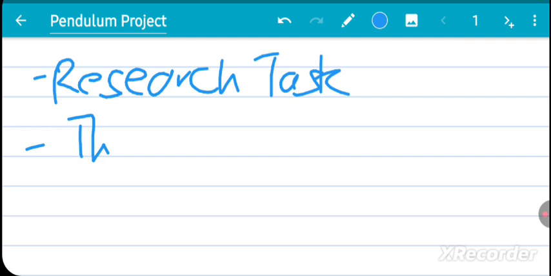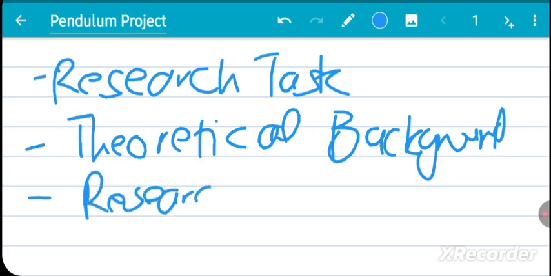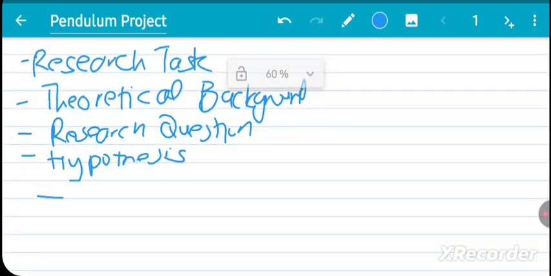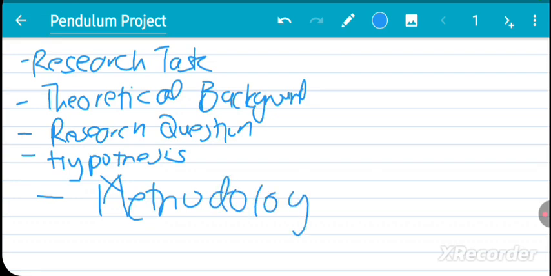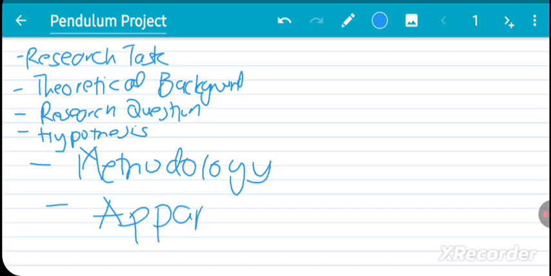You're also going to talk about the theoretical background. You're going to explain the mathematics behind this, the physics behind this. You're also going to have what you call a research question, a hypothesis, followed by methodology, and lastly, for now at least, the apparatus or the materials used.